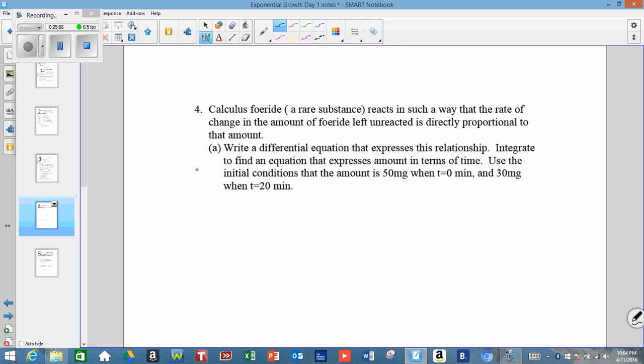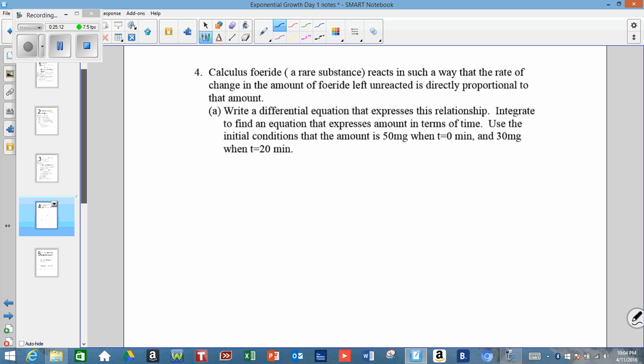All right, next example. We have this substance called calculus fluoride. I'm not so sure if that's a real one or not. It's rare though. It reacts in such a way that the rate of change in the amount of fluoride left unreacted is directly proportional to that amount. Again, same idea. I'm going to use F for fluoride.